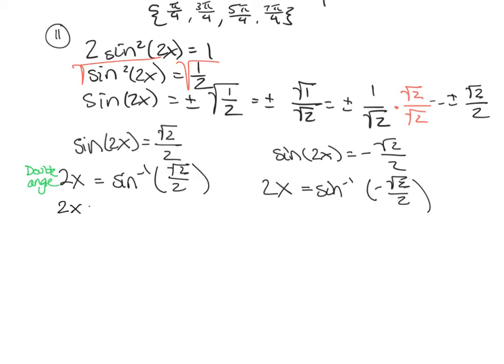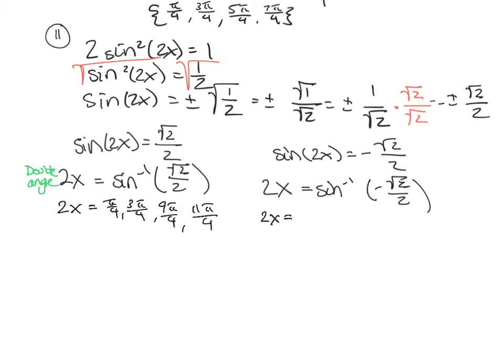So we can say that 2x is equal to pi over 4 and 3 pi over 4. But we still have to go around the unit circle again, and you can do that by adding 2 pi. So if I take pi over 4 and add 2 pi to it, I get 9 pi over 4. If I take 3 pi over 4, add 2 pi to it, I get 11 pi over 4. So these are all the angles where my y value is root 2 over 2 for 2 full rotations.